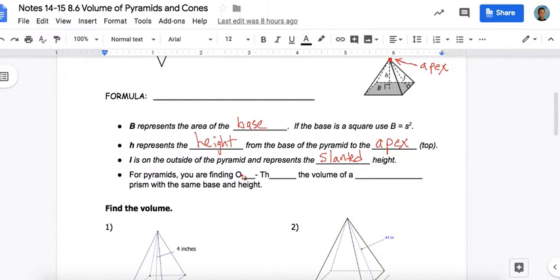For pyramids, you are finding 1/3 the volume of a rectangular prism with the same base and height. So remember, rectangular prism is length times width times height. Well, the base is the length times width because you're doing S squared, and then you're multiplying by the height. But we have to take 1/3 because a pyramid is 1/3 of that of a rectangular prism.